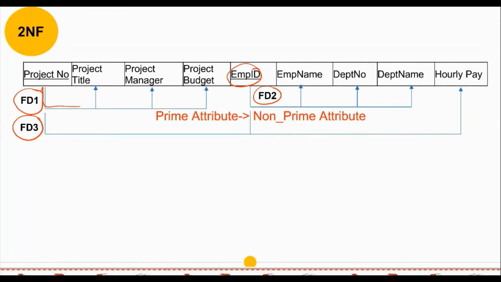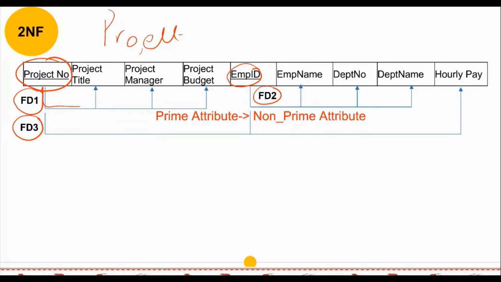So we say that the non-prime attribute... prime attribute means which is part of a primary key. Here the department name and department number depend only on employee ID, not on both the primary keys. The primary key is project number and employee ID, but there is partial dependency. The employee name is not depending on the project number. It depends only on employee ID. So we call it partial dependency.